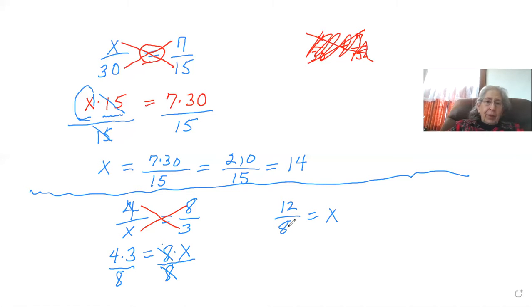If we divide 4 into the top and bottom, 4 into 8 goes 2. 4 into 12 goes 3. Oh, x equals 3 halves, which is 1.5. Straightforward? I hope.